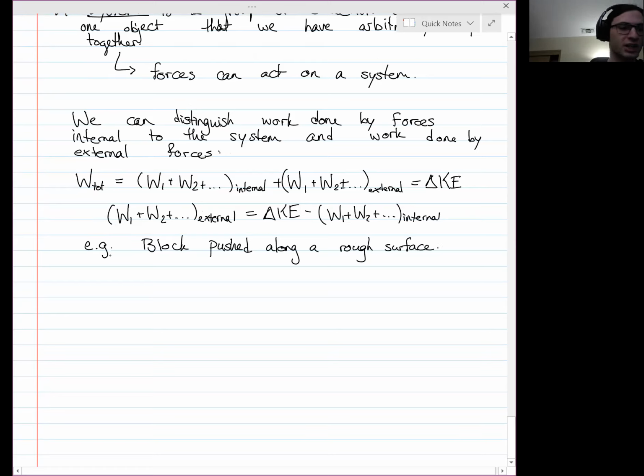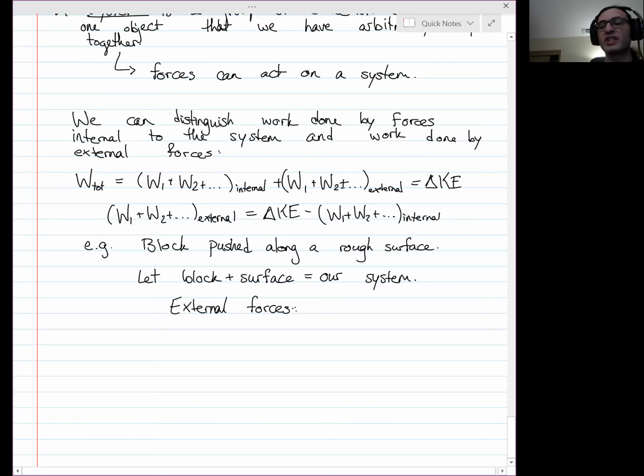And then further, let's call the block plus the surface. Let's let the combination of those two things be our system. So what are the external forces then? Well, external forces are any forces that come from outside of the system. So if the block is being pushed, there is some sort of applied force. This is the push. And then there's also gravity, right?